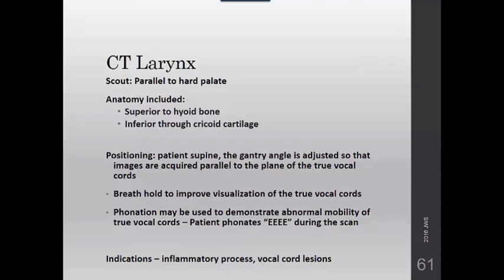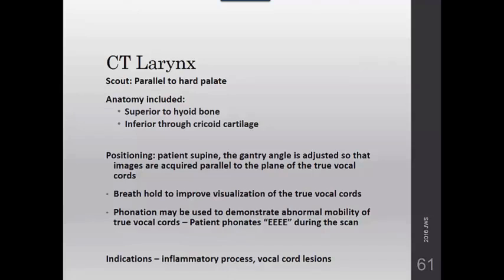Thin section helical imaging of 0.5 to 2.0 millimeter sections is used, and the scan lines begin superior to the hyoid bone. They end inferiorly through the cricoid cartilage. So it's not a very long scan, but just enough to cover that anatomy.